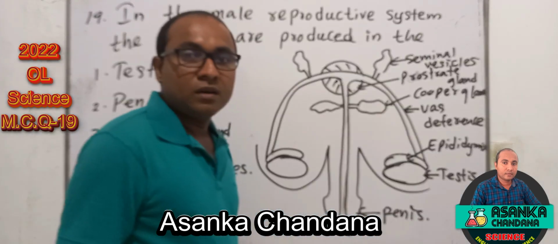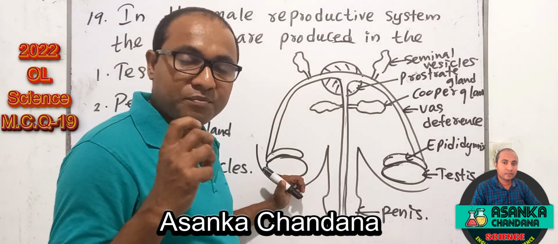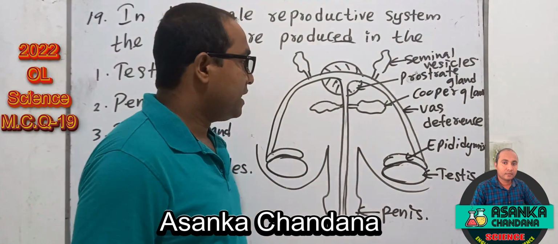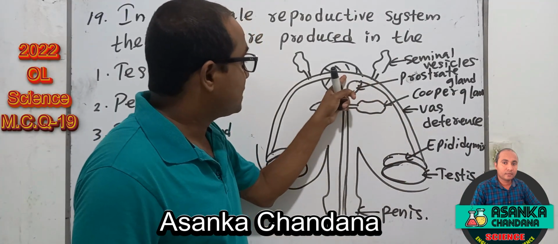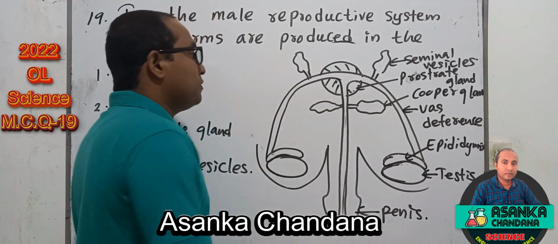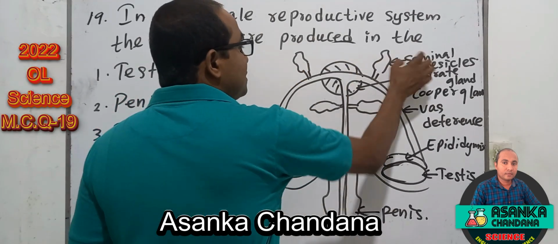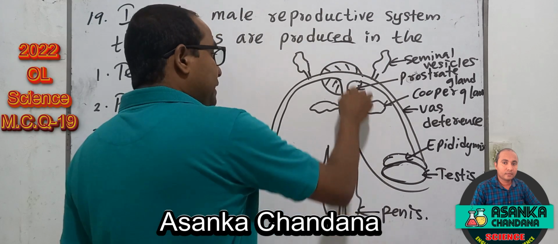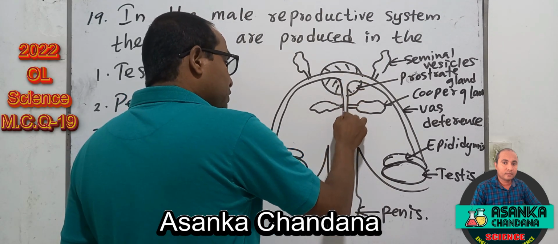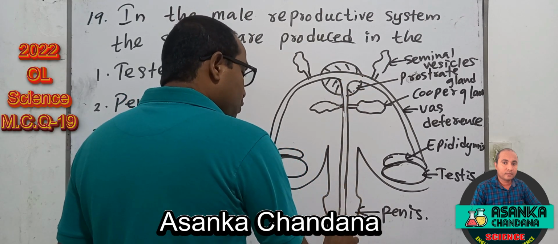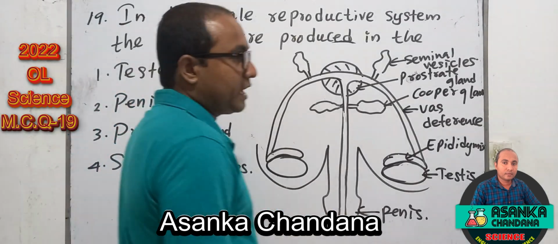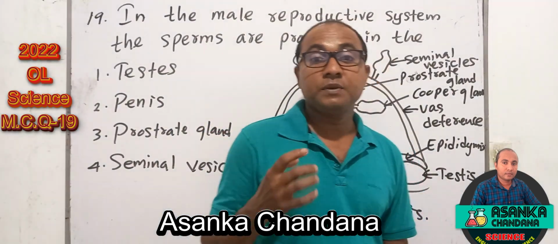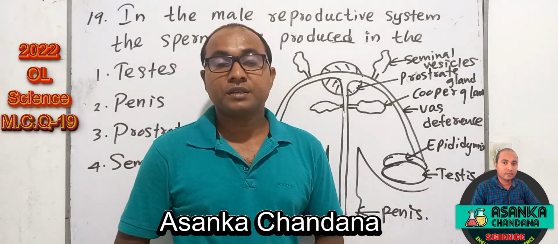The produced sperms are temporarily stored in the epididymis, and then they flow through the vas deferens, and then the necessary fluid is provided by the seminal vesicles, and then they flow through the urethra and go out through the urethra like that. The penis is the organ that helps to insert the sperm into the female reproductive system.